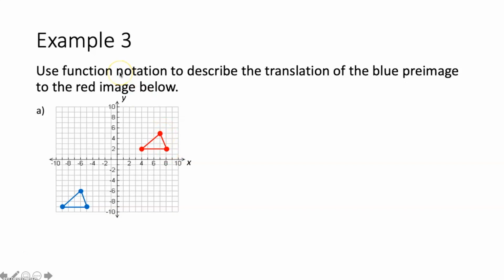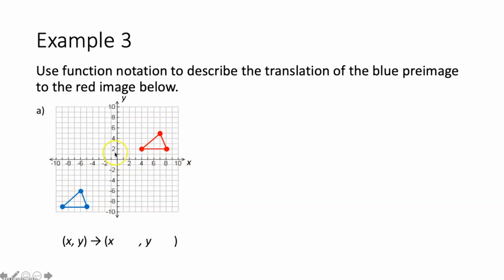So function notation looks something like this, where we have a point (x, y), we have a little arrow, and then over here, it's going to tell you what to add or subtract to your x-coordinate and what to add or subtract to your y-coordinate. So we first need to figure out what the coordinates of each of the points in our pre-image and our image are. So we'll start with this point right here.